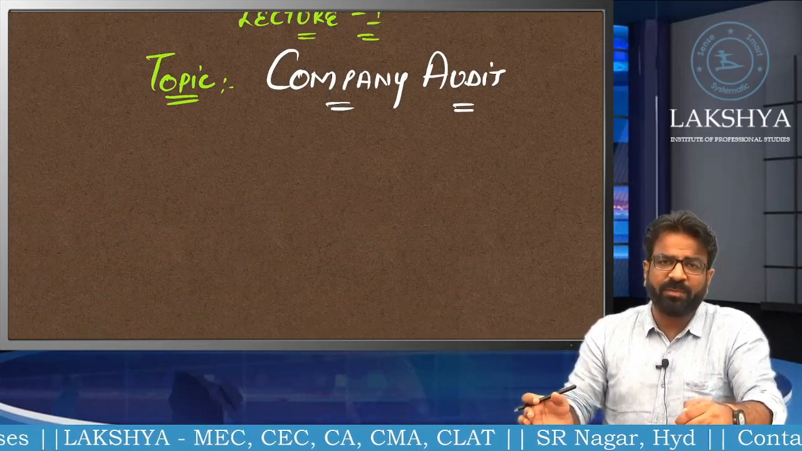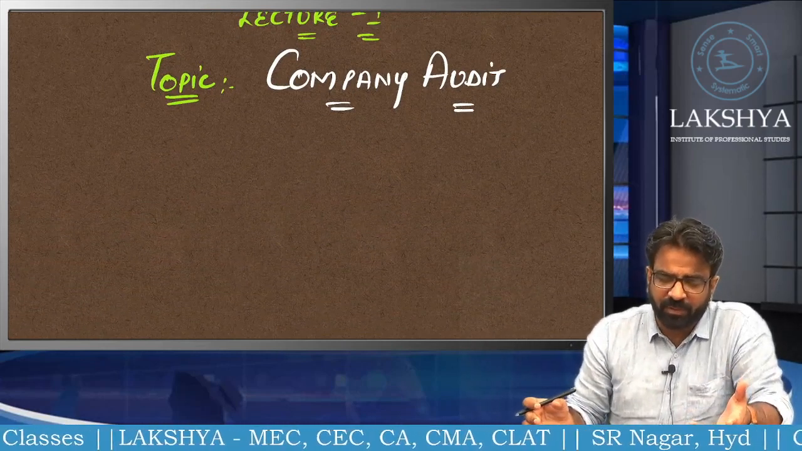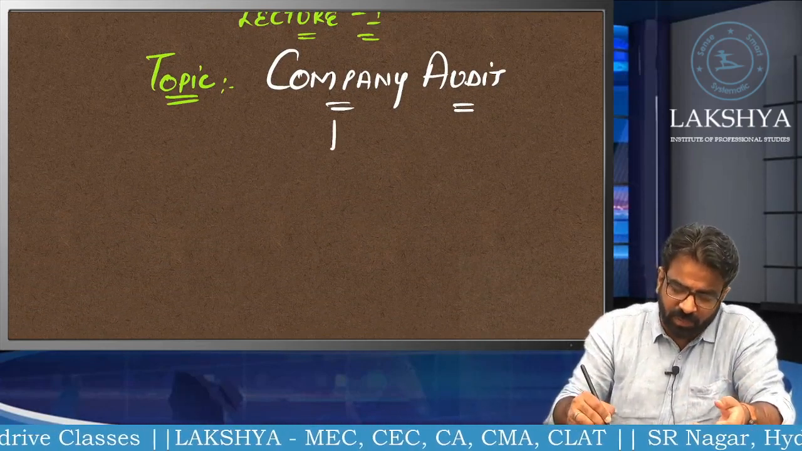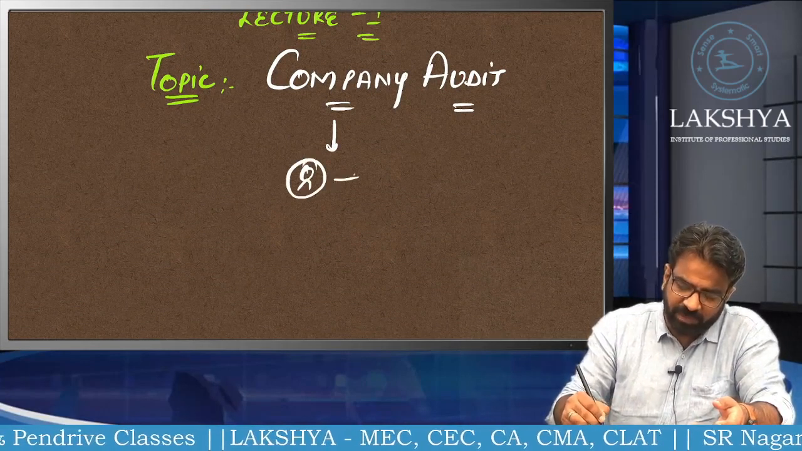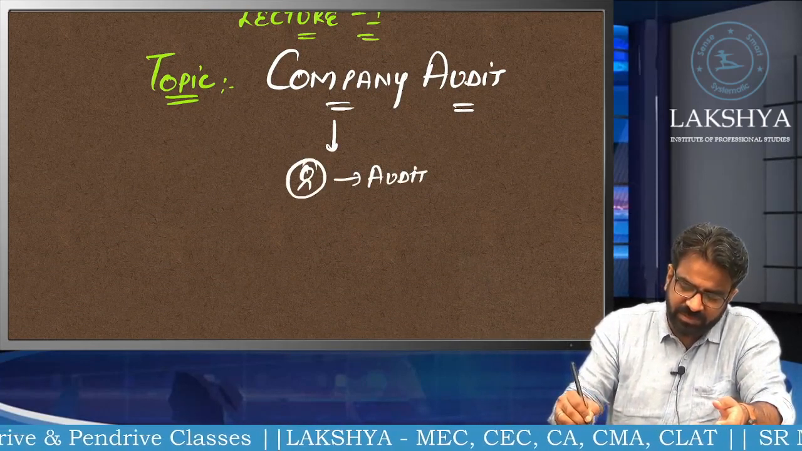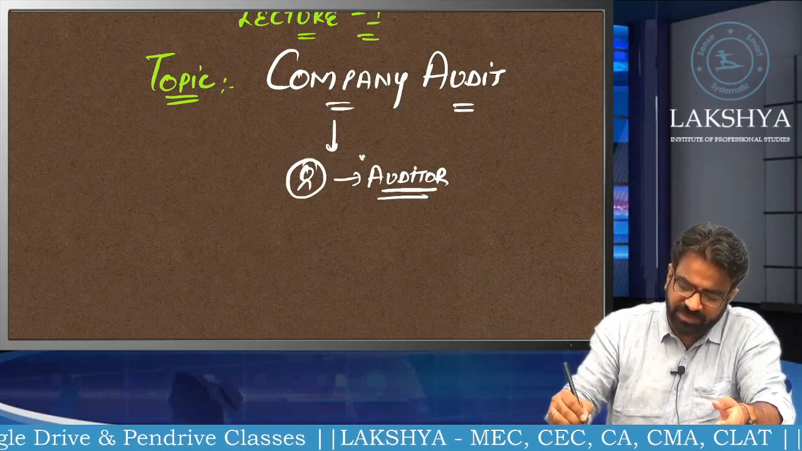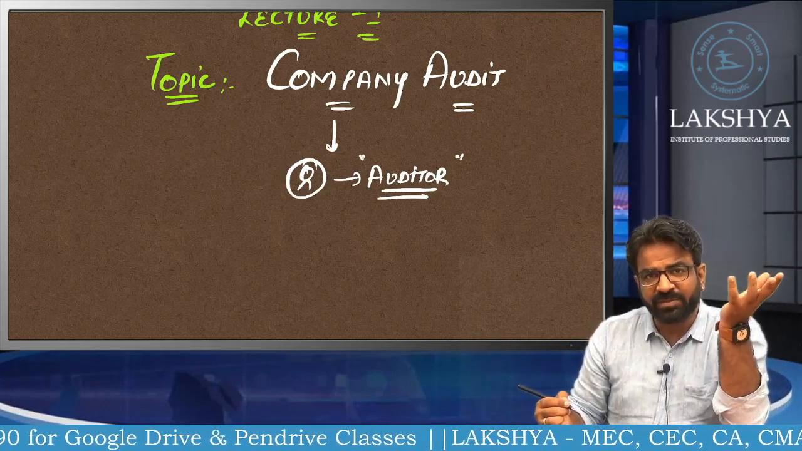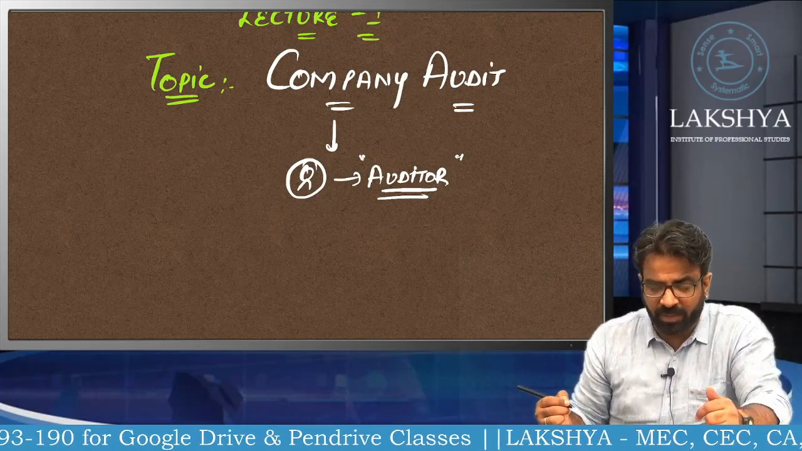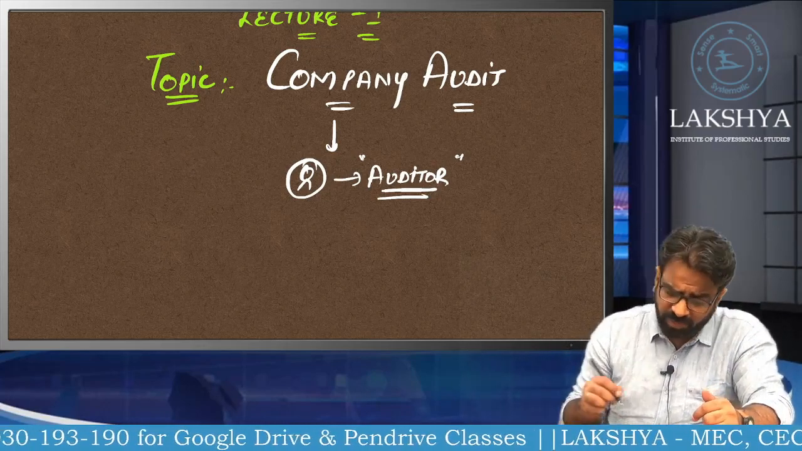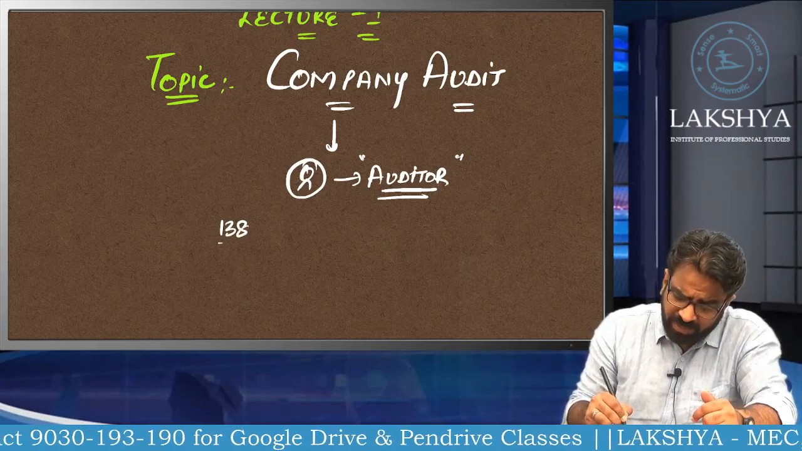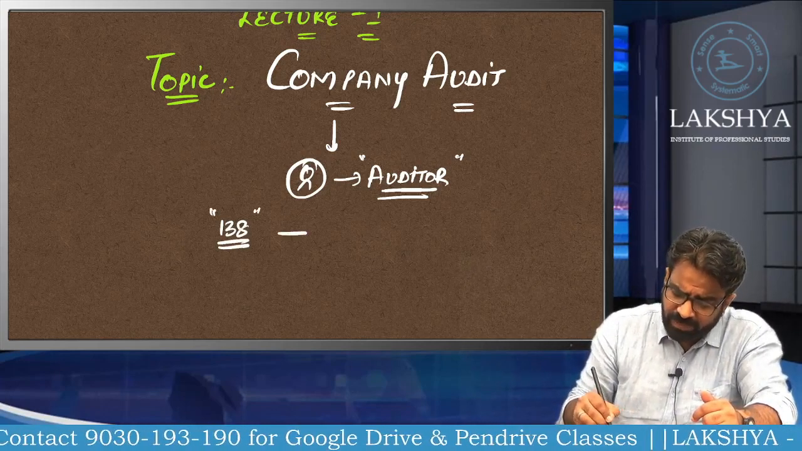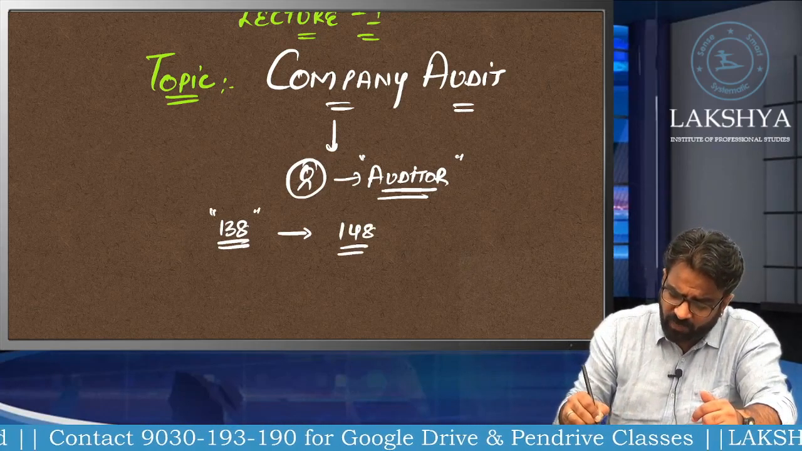Now, what do you mean by company audit? When we talk about company audit, we always think about one person. What is the name of that person? That person is known as the auditor. Now, what are we going to learn in the company audit? We are going to learn section number 138 to section number 148.